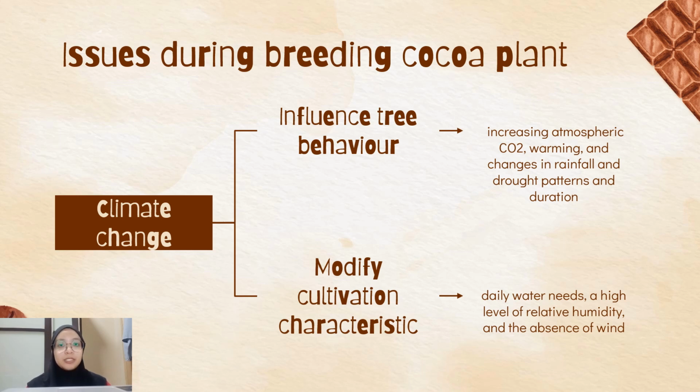But the main issue is climate change. Considering climate change and tree interactions, the main components influencing tree behavior are increasing atmospheric carbon dioxide, warming, and changes in rainfall and drought patterns and duration. Climate change also modifies cultivation area characteristics and conditions for many crop requirements, such as daily water needs, a high level of relative humidity, and the absence of wind.